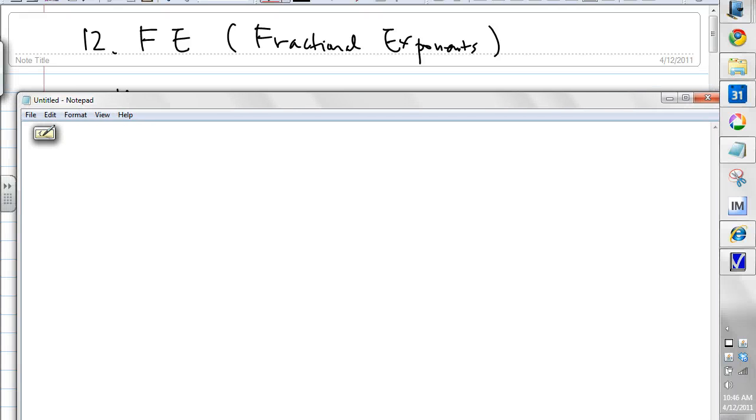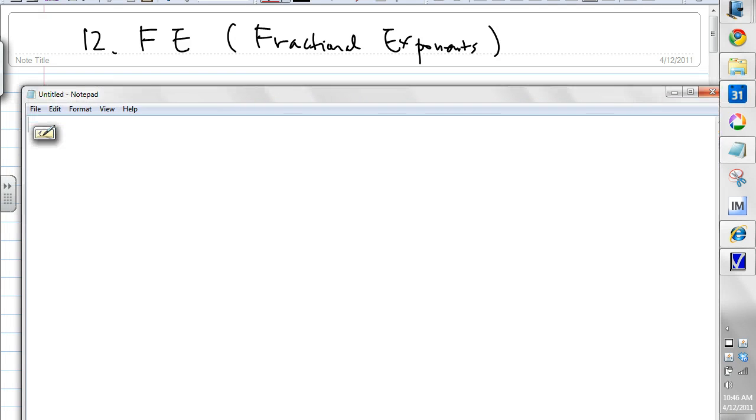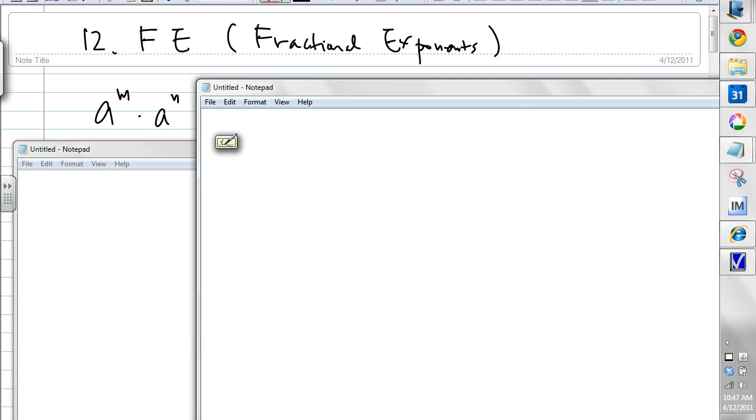So, fractional exponents. Point F3 for fractional exponents.